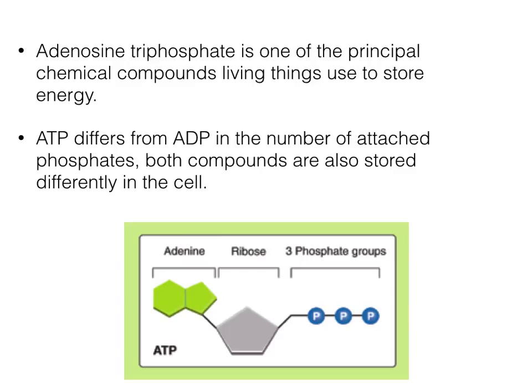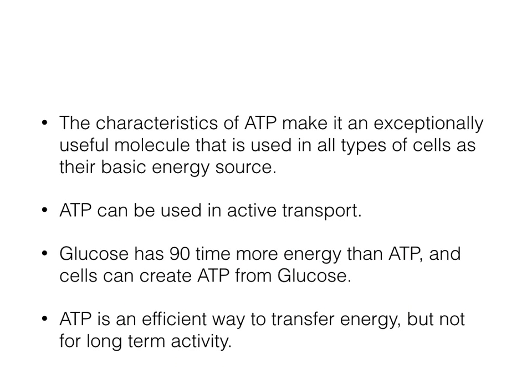Adenosine triphosphate is going to be what we use for energy. We're going to deal with that a little bit in photosynthesis, but we're going to deal with it heavily in respiration. The characteristics of ATP make it an exceptionally useful molecule that is used in all types of cells as the basic energy source. So it can be used in active transport.